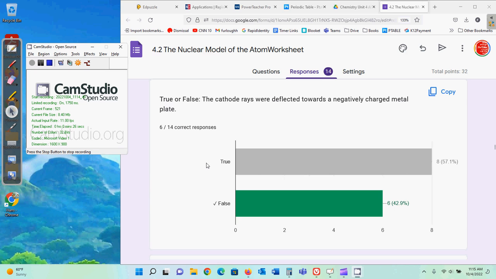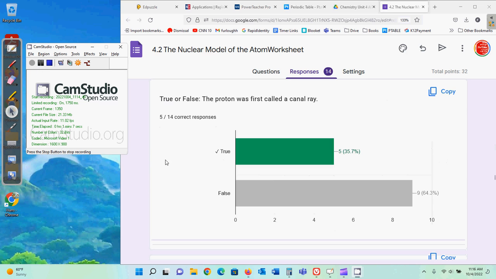All right, the cathode rays were deflected towards a negatively charged metal plate. Okay, so here's the thing. Remember, opposites attract, likes repel. Since the cathode ray itself was negatively charged electrons, all electrons are negative, right? So the cathode ray is negative. If you bring a negatively charged metal plate near it, it will be deflected away from the plate. So this was a false statement. Remember, opposites attract, likes repel. Two negatives would repel each other.